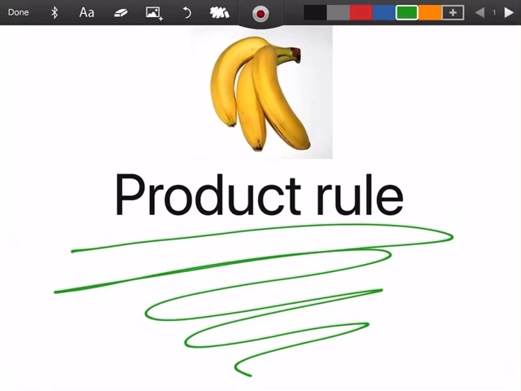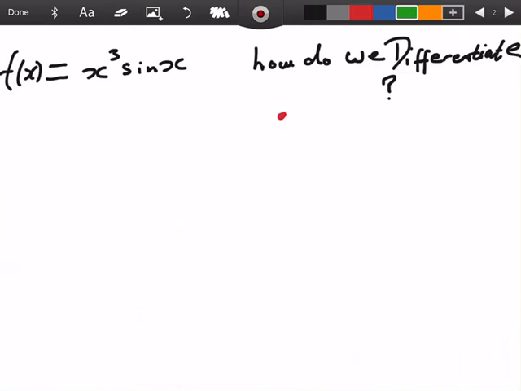So, the product rule. Let's get straight on into it. First of all, what is the product rule? Well, it's when we have two functions combining together to create a product function. That's where two functions just come together to make one big function, and we can't differentiate them with what we already know, so we need to learn something else. And that is the product rule.